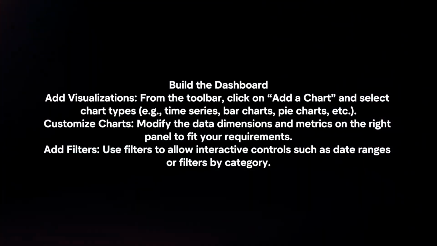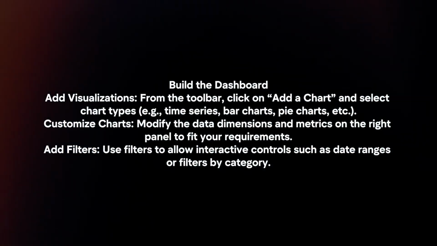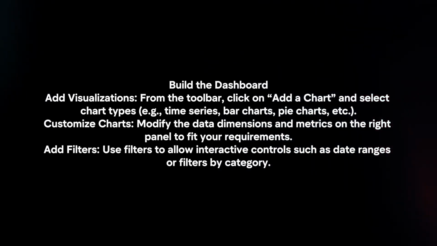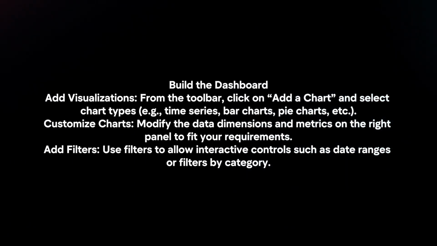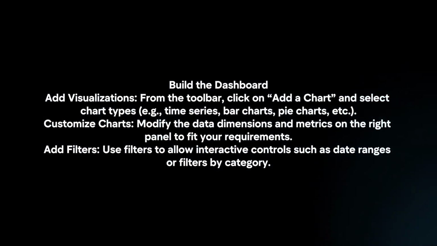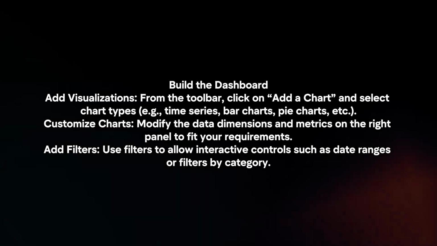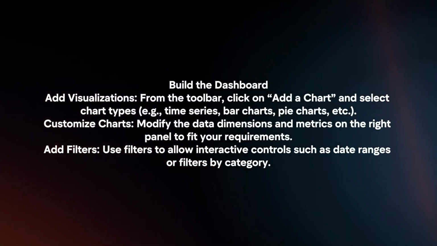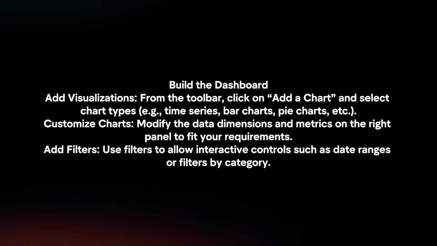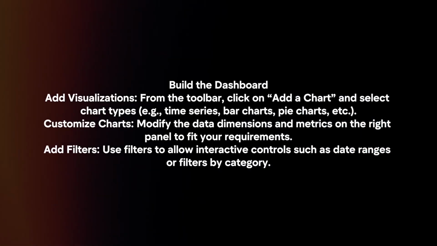Build the dashboard. Add visualizations. From the toolbar, click on Add a chart and select Chart Types. Customize charts. Modify the data dimensions and metrics on the right panel to fit your requirements. Add filters. Use filters to allow interactive controls such as date ranges or filters by category.